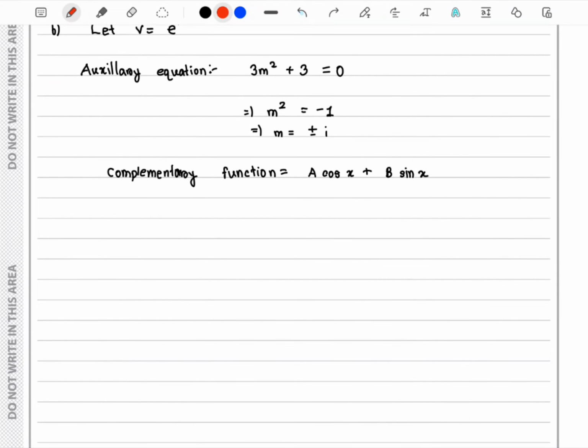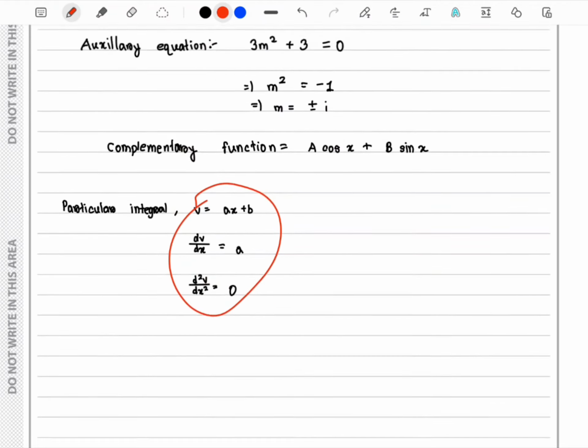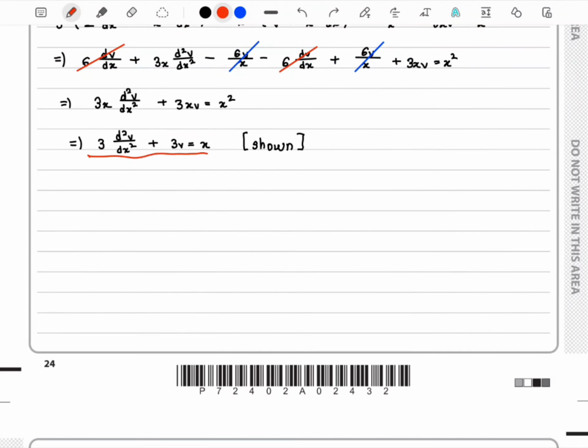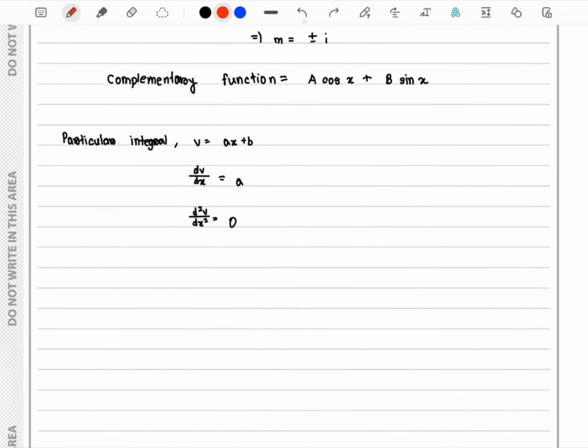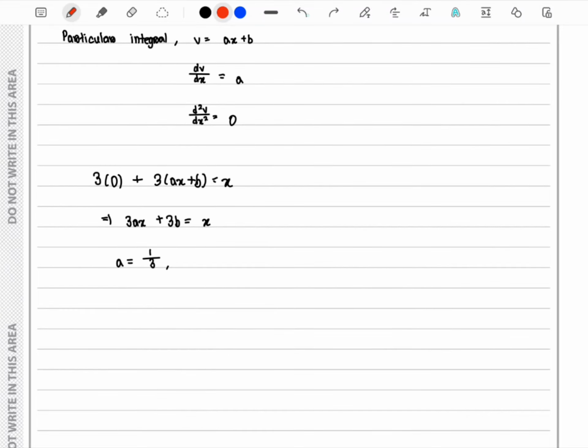And then for the particular integral we take v to be ax plus b, and then we find dv by dx and d squared v by dx squared, which would be a and 0 respectively, and then we put these values into this equation over here. So by doing that we get this and we compare it. So 3a would be equal to 1 and 3b would be equal to 0. So we can assume that a is a third and b is 0.